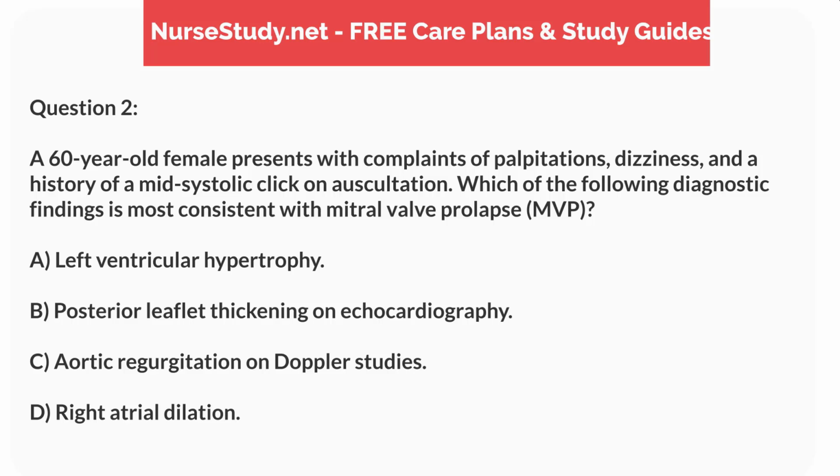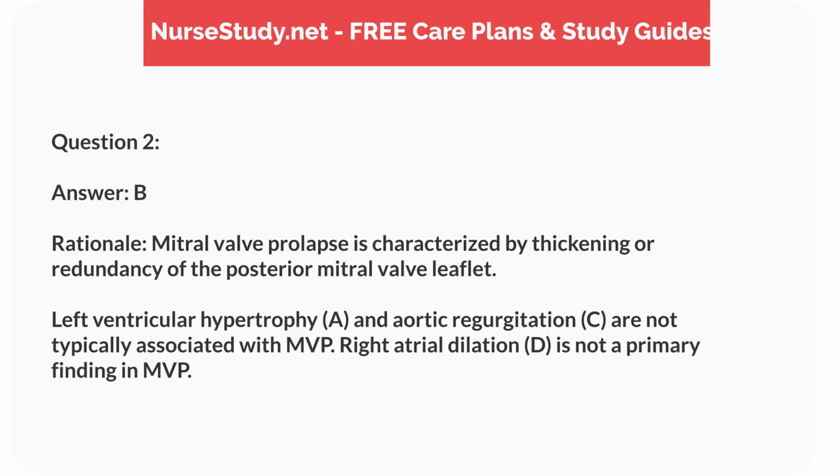A. Left ventricular hypertrophy. B. Posterior leaflet thickening on echocardiography. C. Aortic regurgitation on Doppler studies. D. Right atrial dilation. Answer, B.